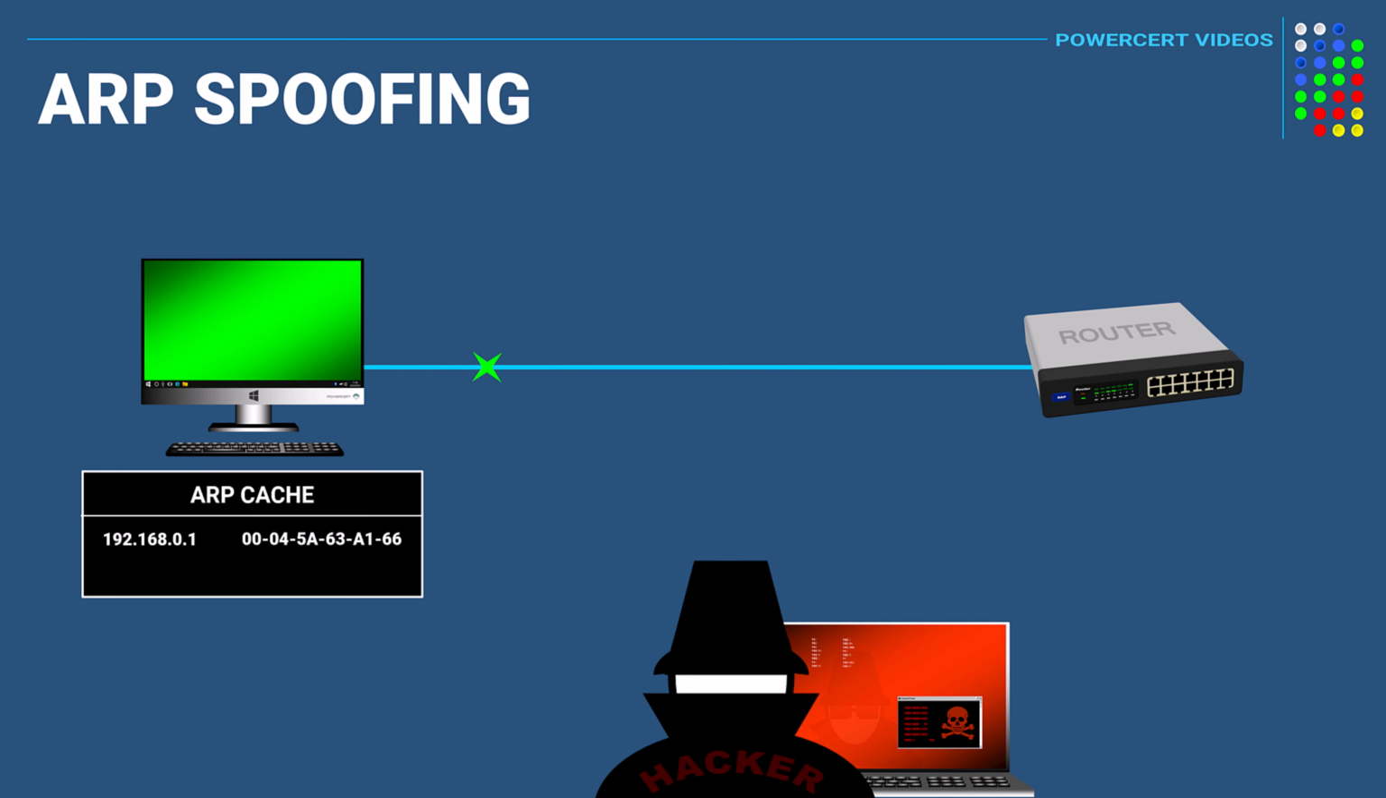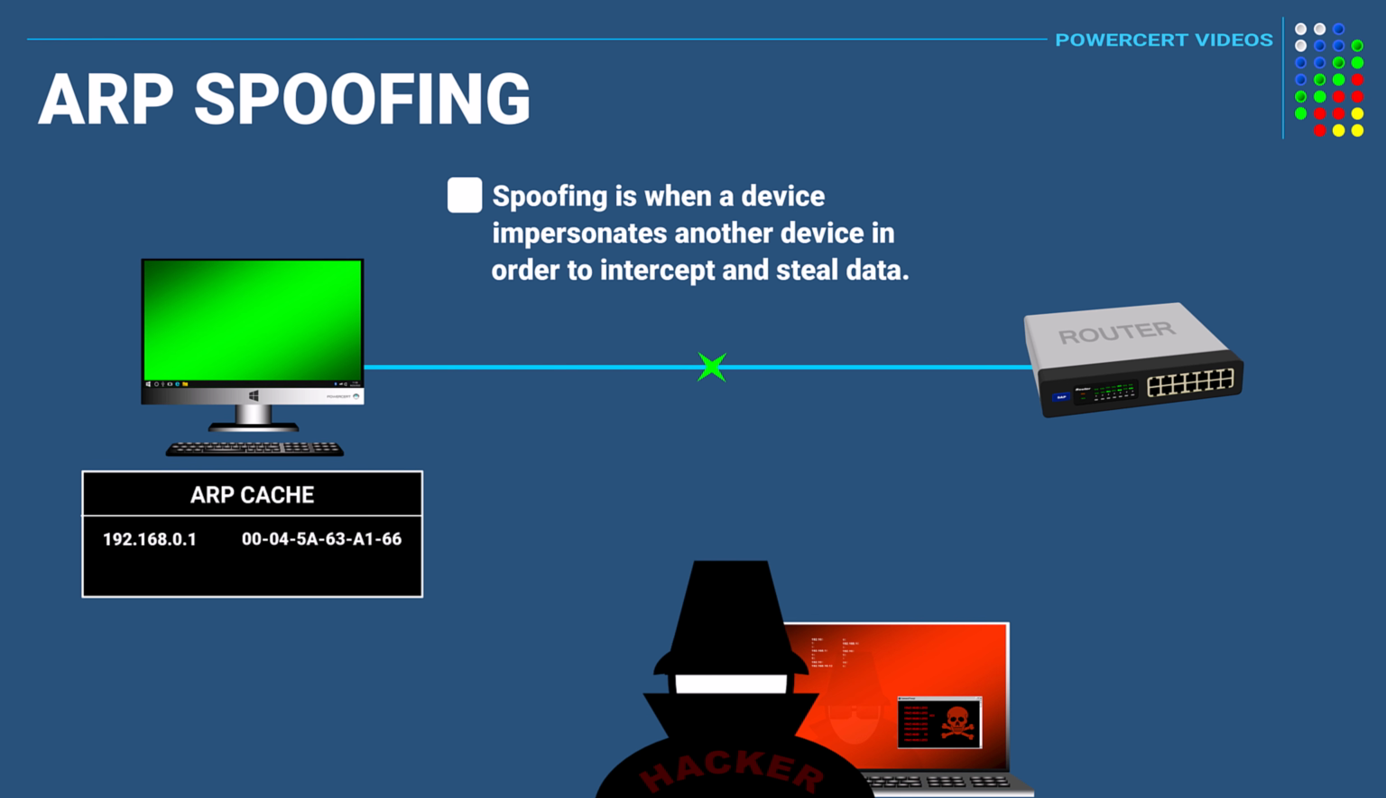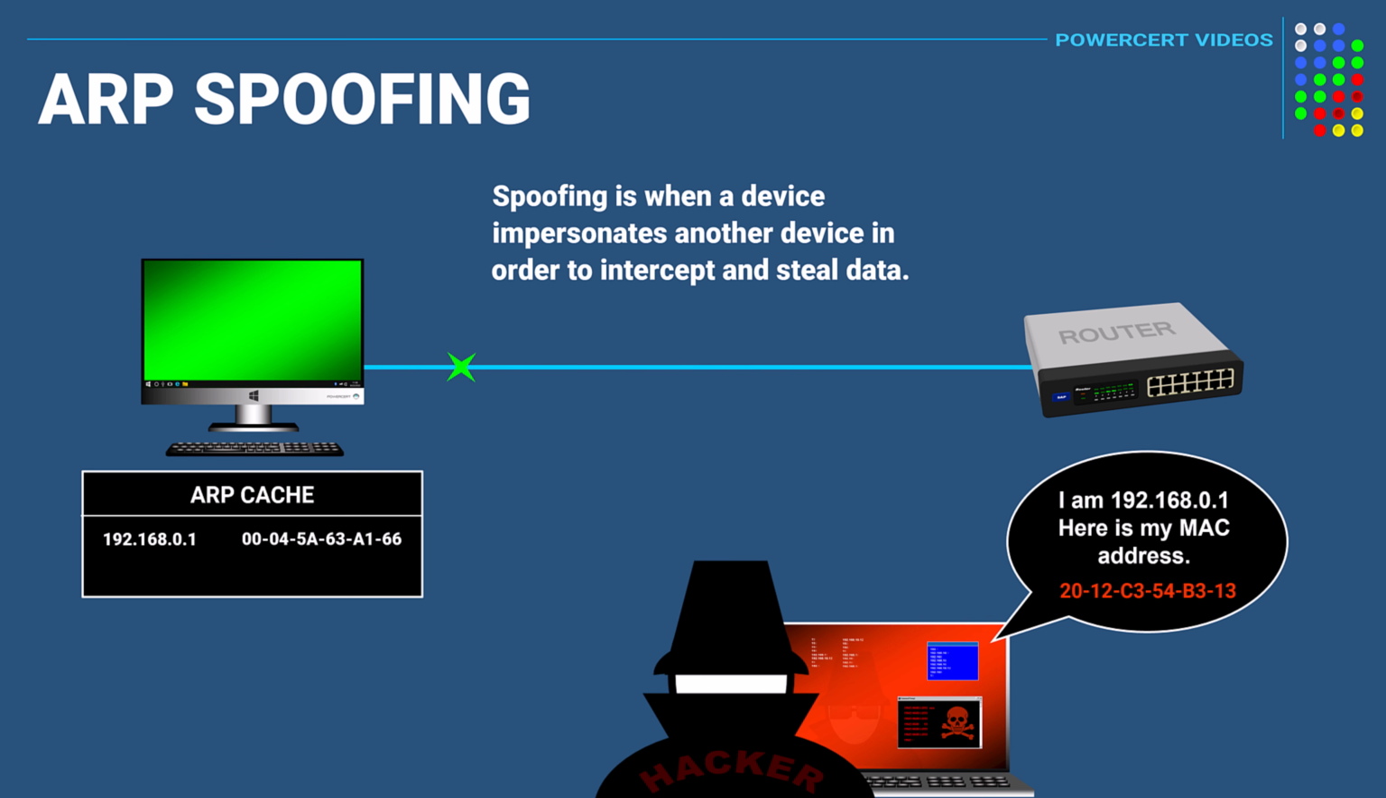Spoofing means that something is fake. It's when a device impersonates another device in order to intercept and steal data. So what happens is that a hacker and his computer will join the network, and then the hacker's computer will send out a response on the network informing the computer that the device with the IP address of 192.168.0.1, which is the IP address of the router, has a different MAC address. So the hacker is spoofing the router's IP address.